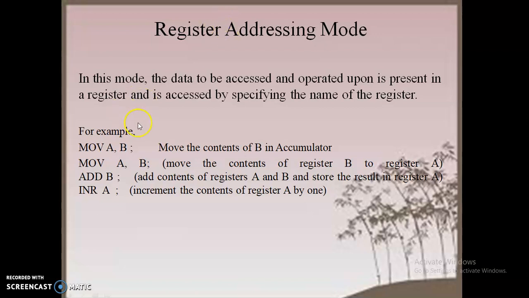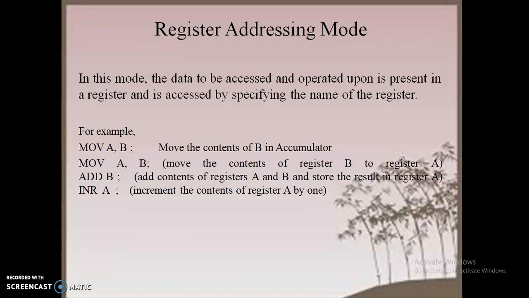In the first example, you can see this is the destination, this is the source. MOV A, B means the content of register B is moved to the accumulator. So this is called the register addressing mode. Both operands are registers. Here you can see both are registers. In this example, ADD B means the content of register B is added with the content of the accumulator and the result is stored in the accumulator.